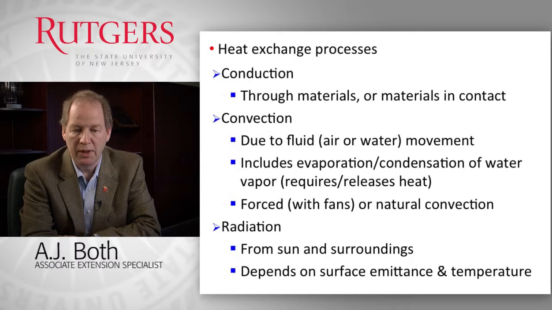For example, the sun radiates to us and we receive that heat radiation from the sun, or surroundings that have a certain temperature radiate heat to you, or you radiate to your surroundings. And that radiation typically depends on the surface characteristics, surface emittance in particular, as well as the surface temperature.